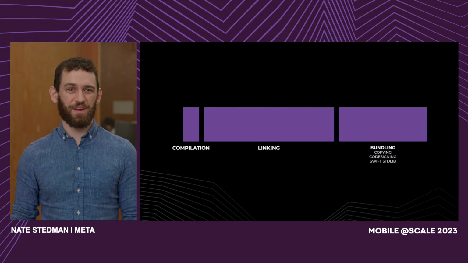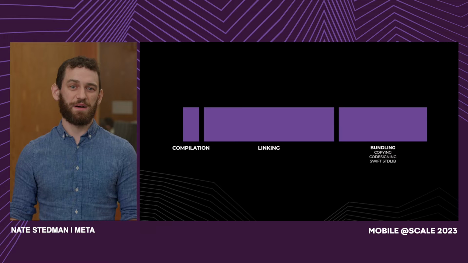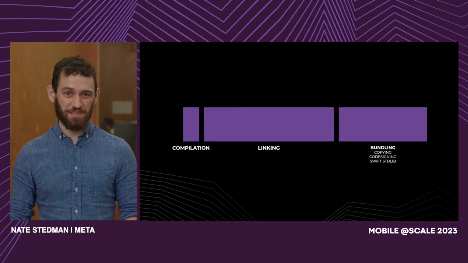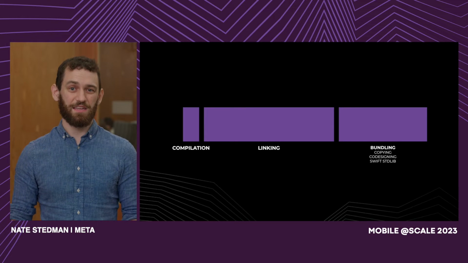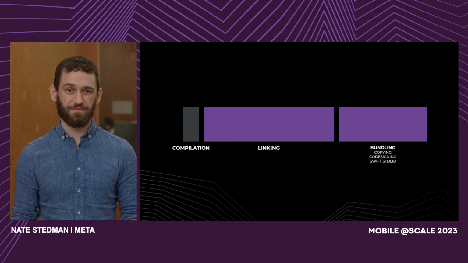When we looked at a trace of the time spent in an incremental build, we found that most of the time was spent linking and bundling. So linking is the step that combines all of the compiled files into an executable binary that you can run on an iPhone. And bundling is when that binary is combined with resources, so that's things like images, string translations, into a full iOS app that we can actually install on an iPhone.